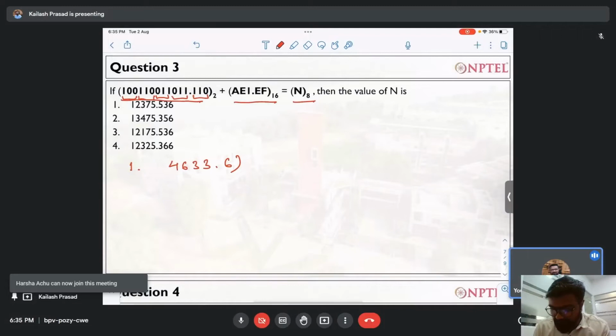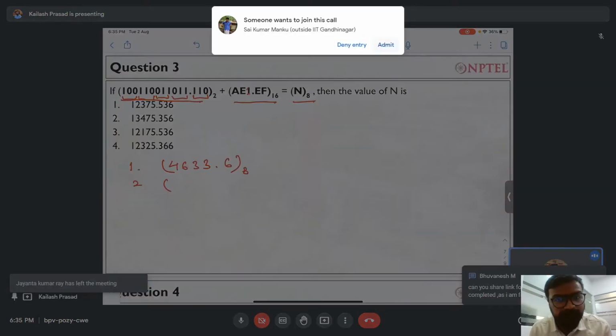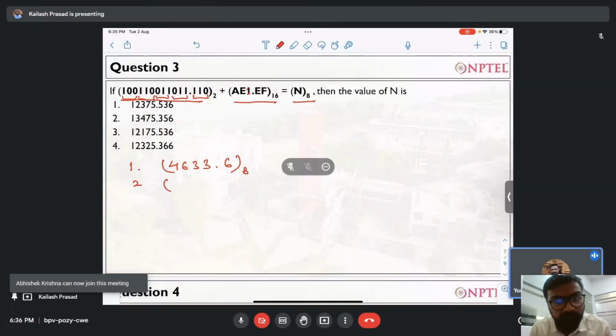This is in octal representation. Now the second number is A1.EF. We cannot directly convert this into octal, so we will first convert it into binary. Whenever we want to convert any hexadecimal number into binary, each individual digit has to be represented using a four-digit number.